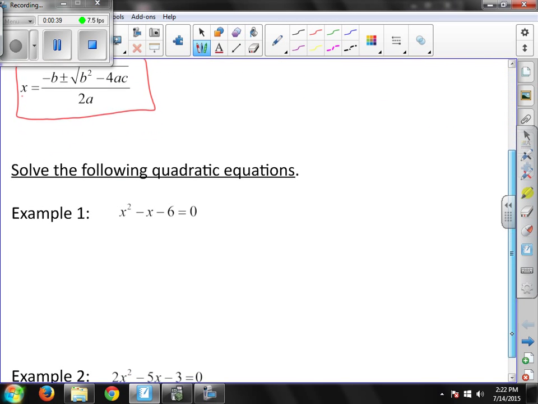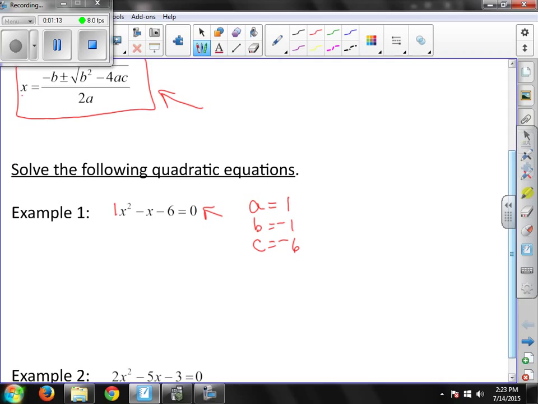Let's do an example. Here we want to solve the quadratic equation. Notice this is in standard form because it's set equal to 0. I'm going to write out what my a and my b and my c are for this problem. The a is always the coefficient in front of the square term. So a is 1, b is negative 1, and c is negative 6.